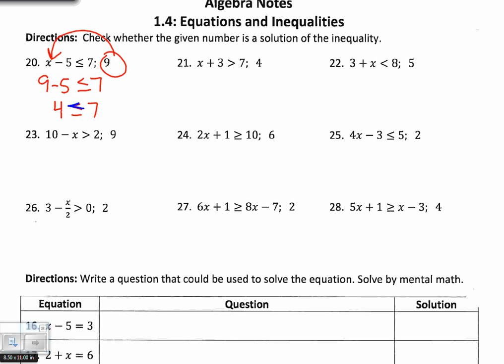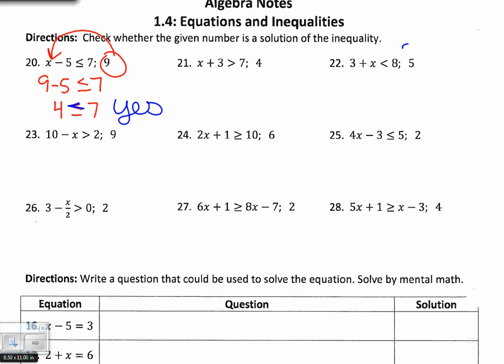7 is bigger than 4. So in this case it says 4 is less than or equal to 7. So we say yes, that's true. 7 is bigger. The alligator is eating the bigger number. That's true.